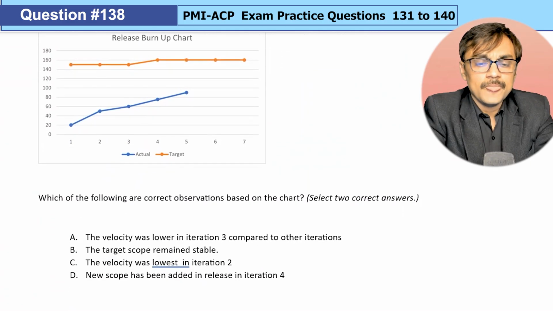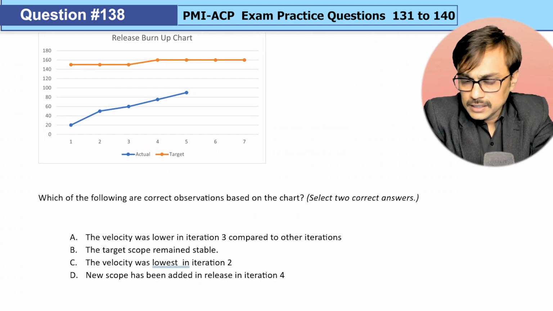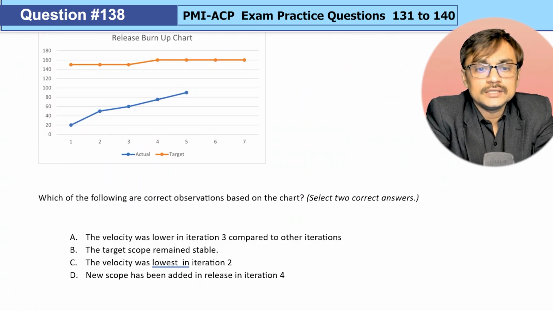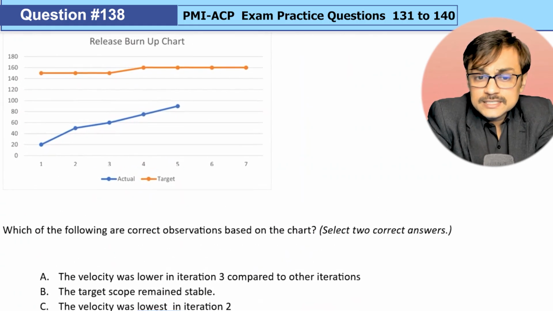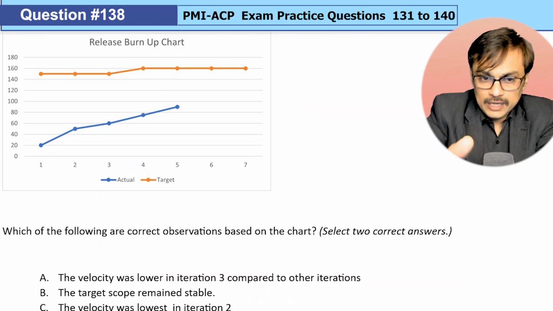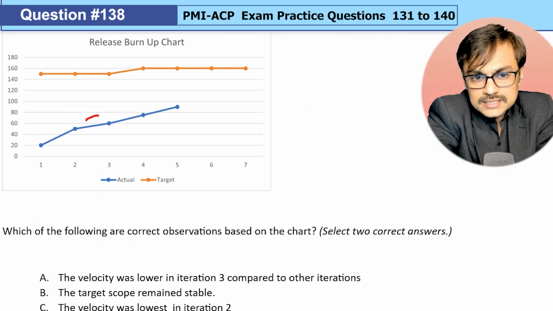So what is the question? Which of the following are correct observations based on the chart? Select two correct answers. So we need to look at the chart and find out what is the right thing. The velocity was lower in iteration 3 compared to other iterations. See, it's a burnup chart, so it's an accumulation of your velocities as we are doing it. So I can say that this was a little flat here.